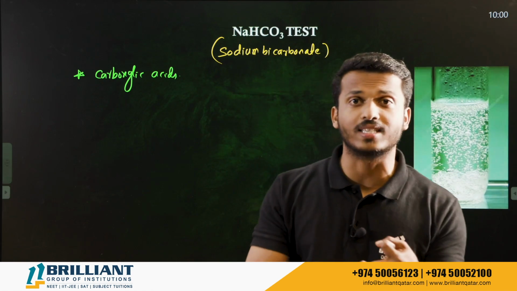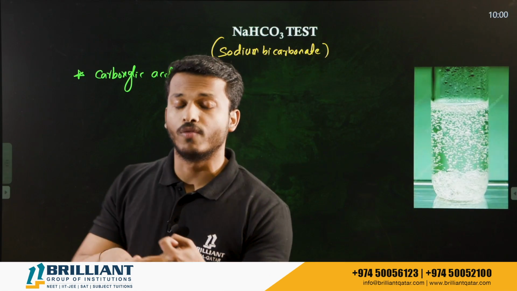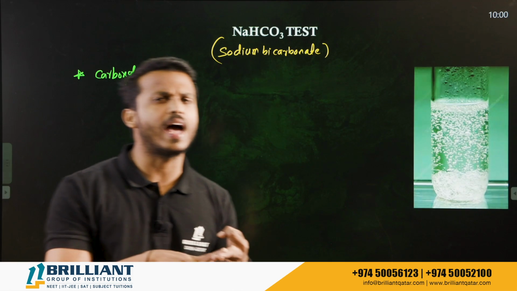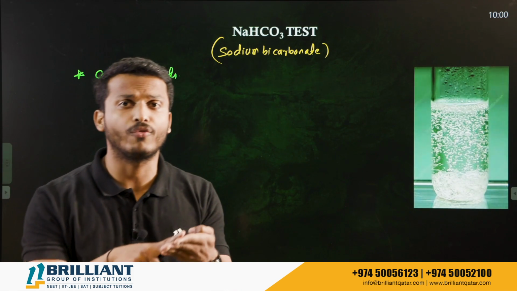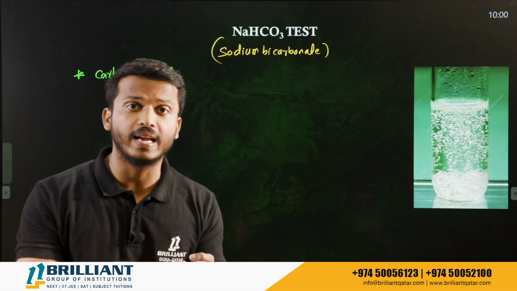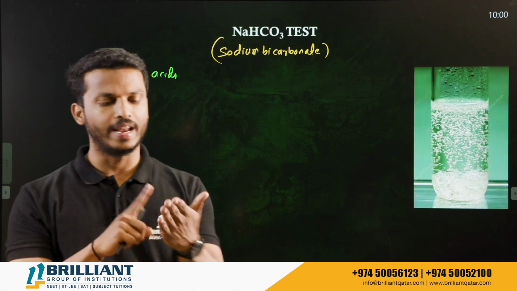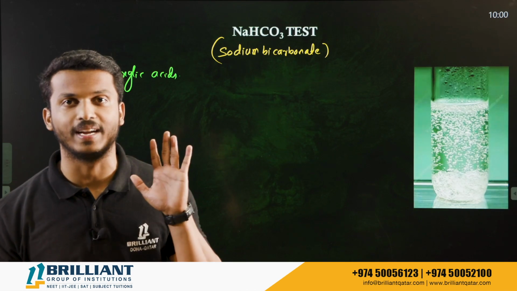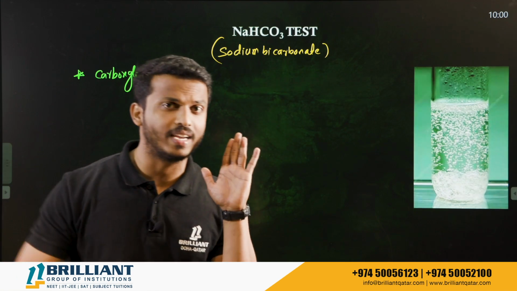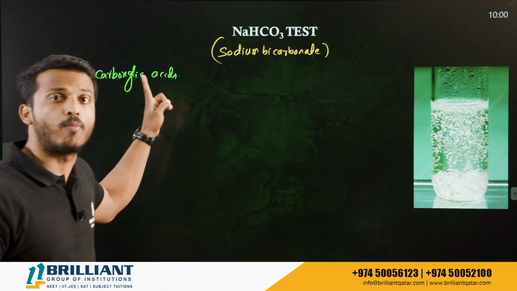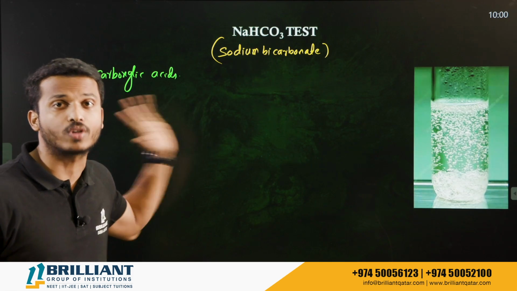Next, the third one, Fehling's test. Fehling's test is given by only aliphatic aldehydes. What is the iodoform test? It is given by aldehydes and ketones, but they must contain the CH3CO group. Next one, sodium bicarbonate test. Sodium bicarbonate test is given by carboxylic acids, only carboxylic acids.